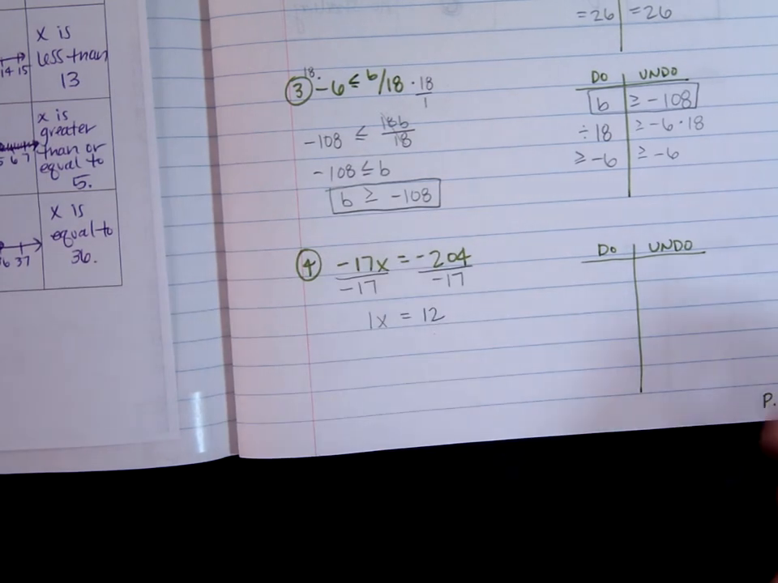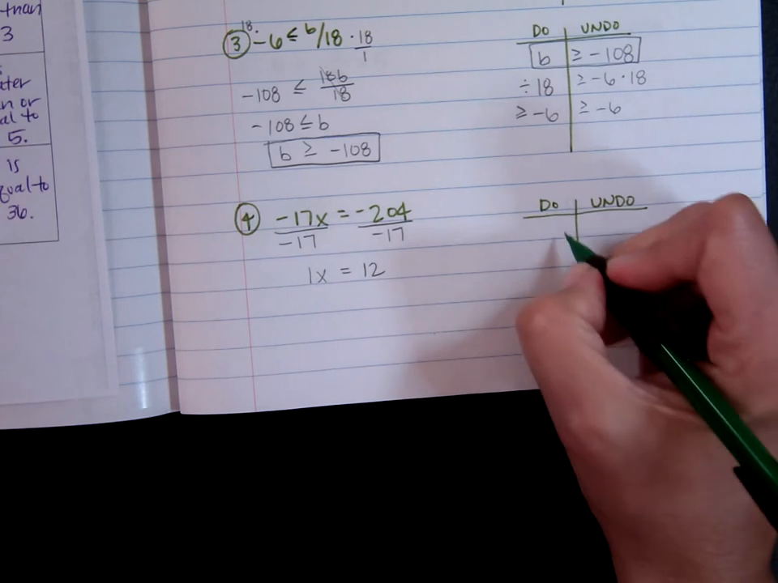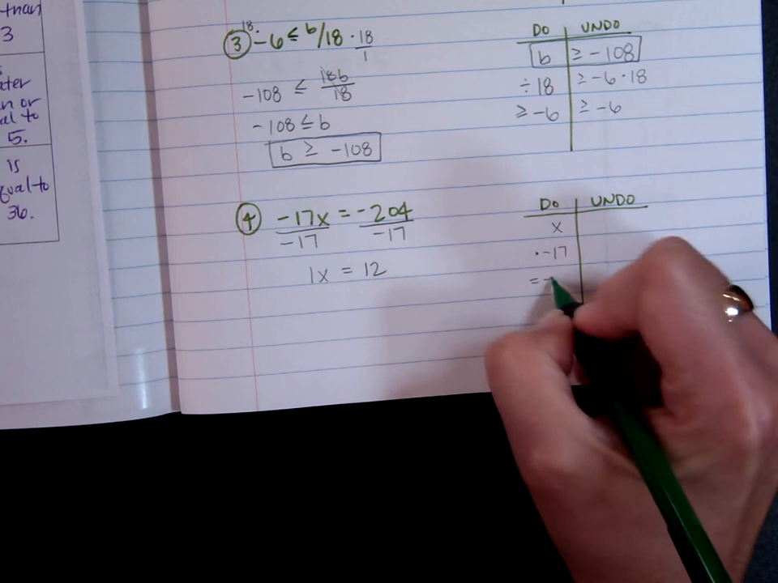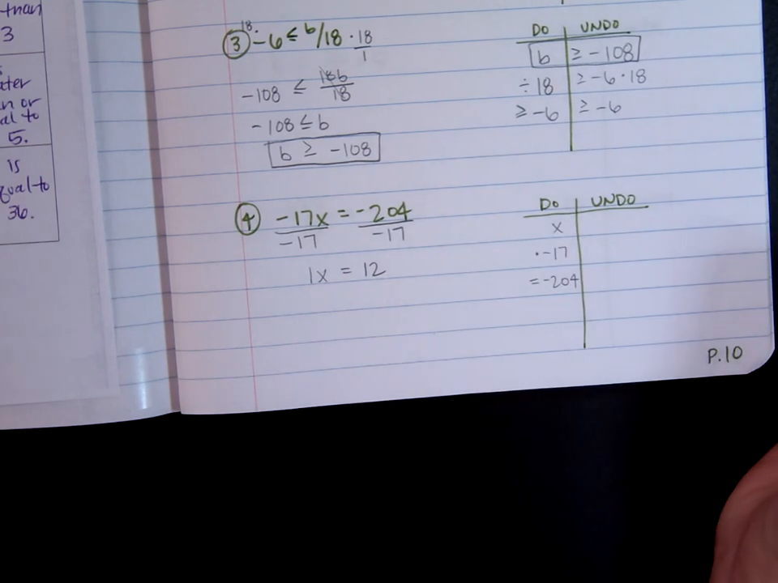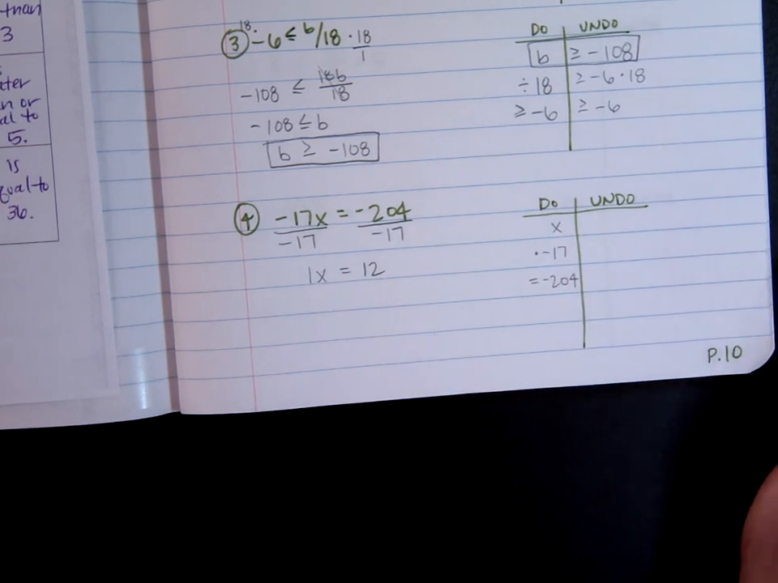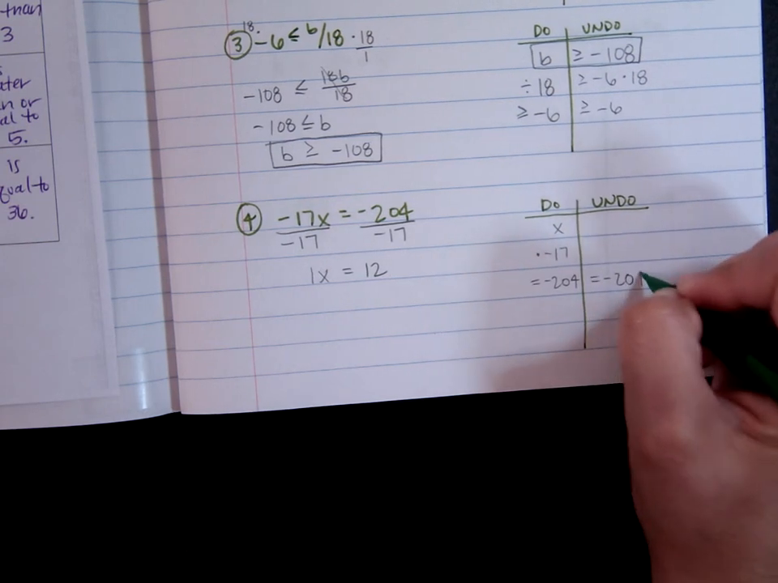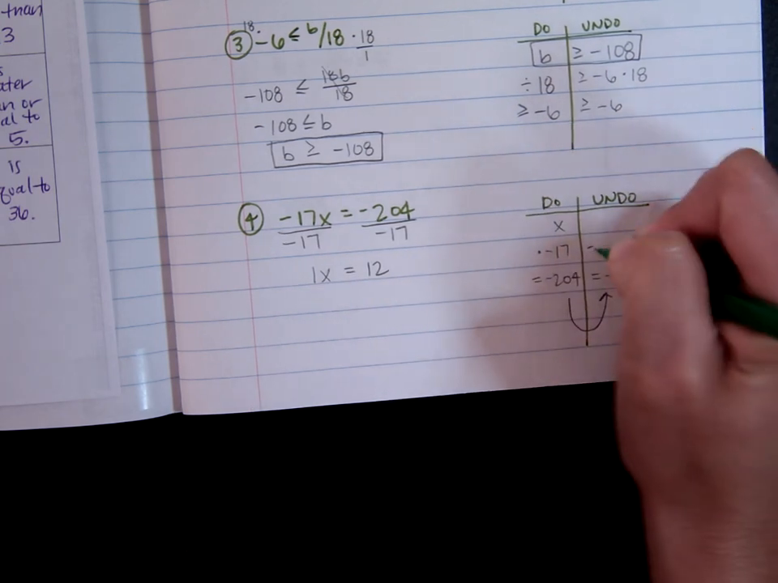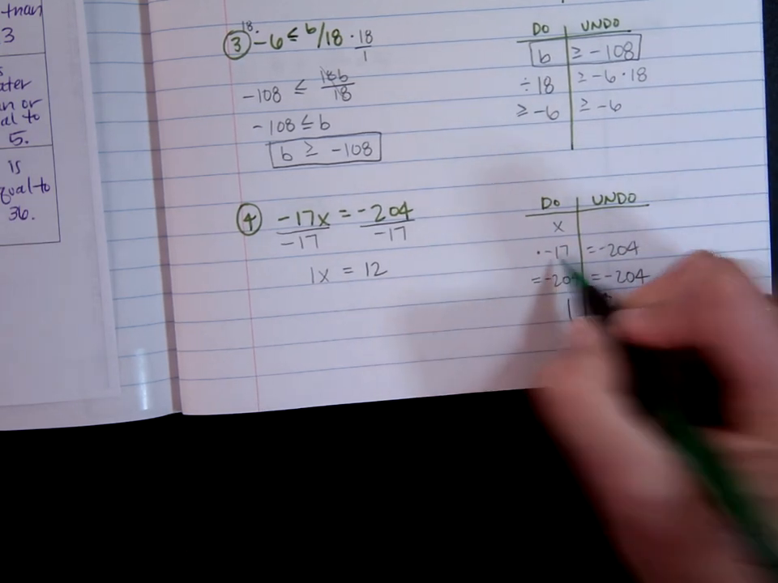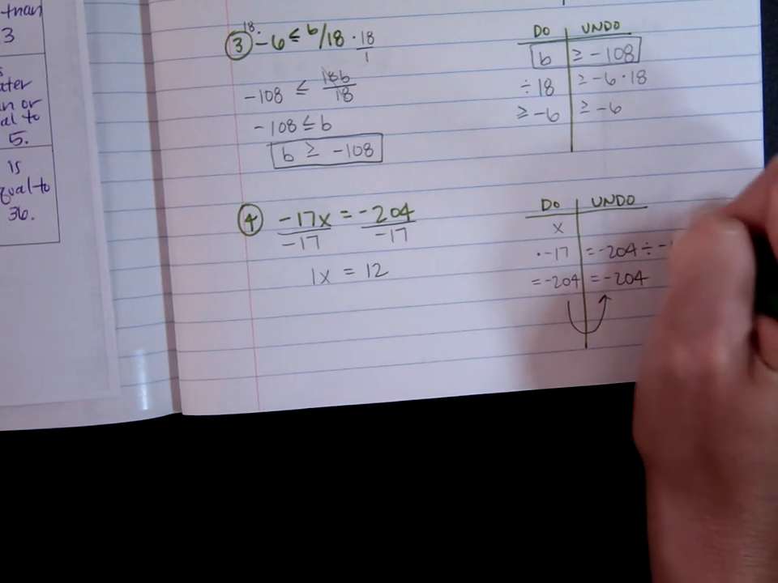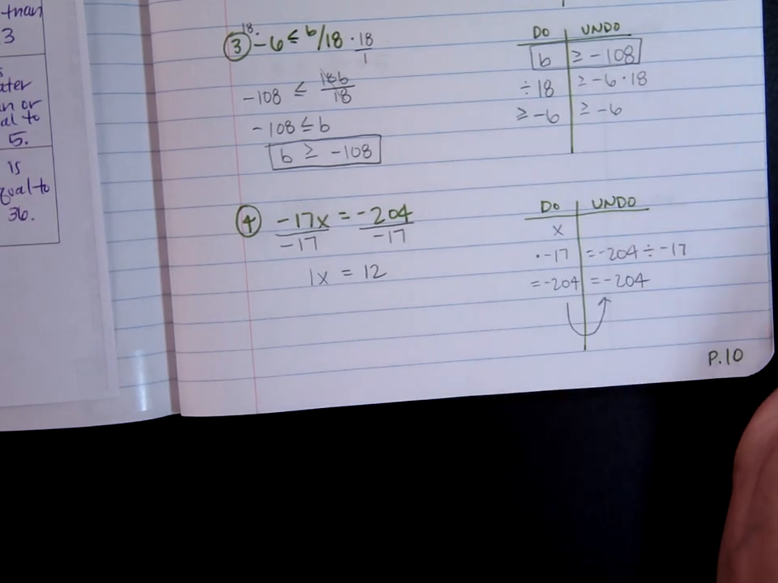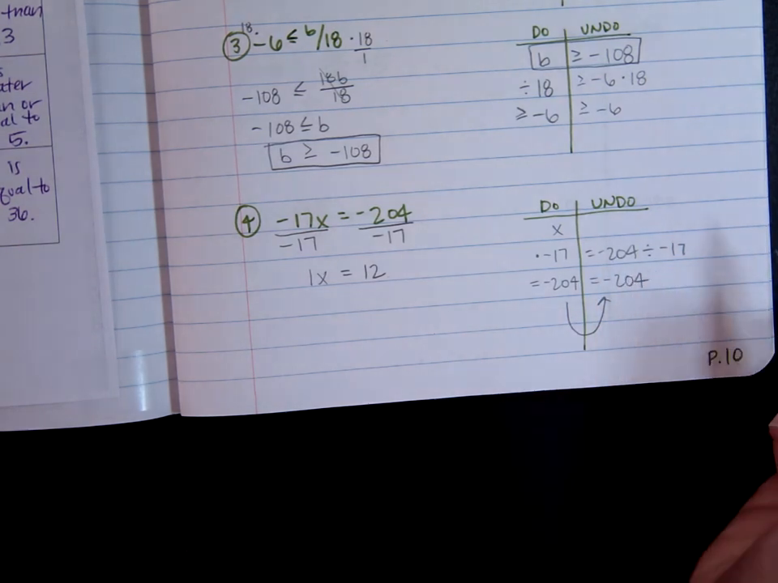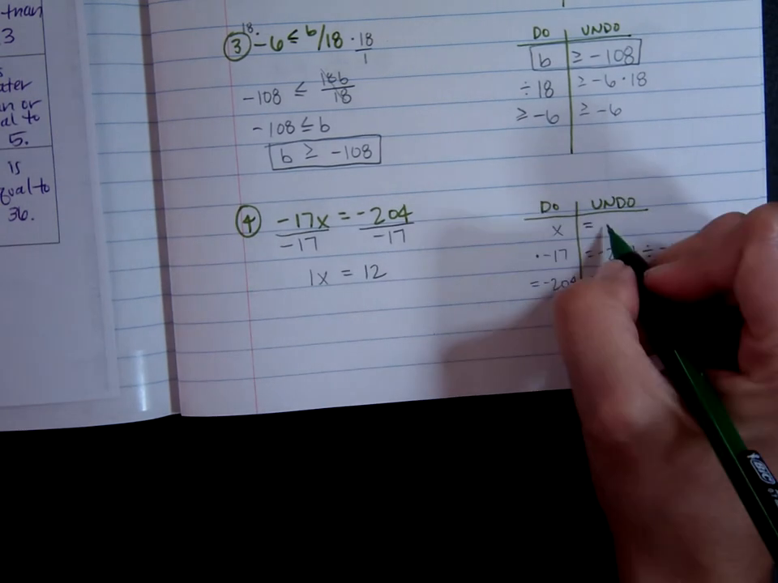Okay, if you want to do that the do-undo method, we start with x, we multiply by negative 17, and then we get our answer that it's equal to negative 204. So we start with that on the undo column. Then we do the opposite of times negative 17, which would be divide by negative 17, same exact number, you can't skip out on the negative. So negative 204 divided by negative 17 would equal positive 12.